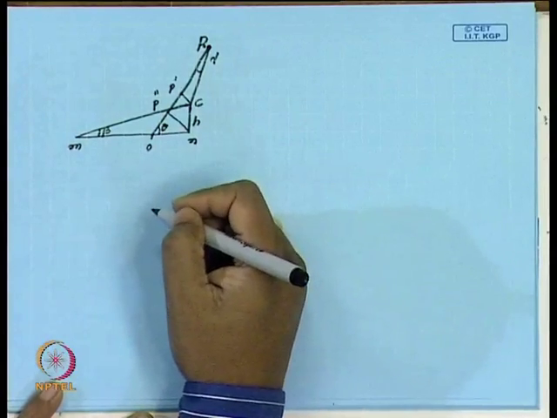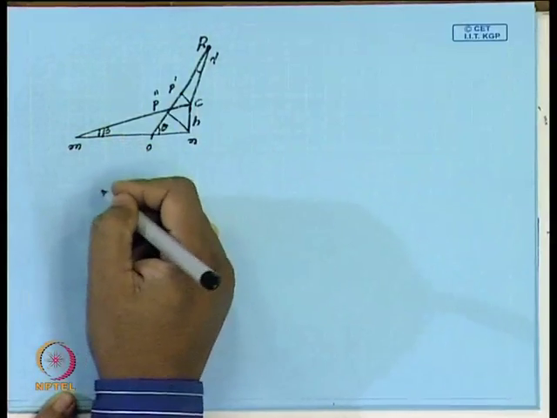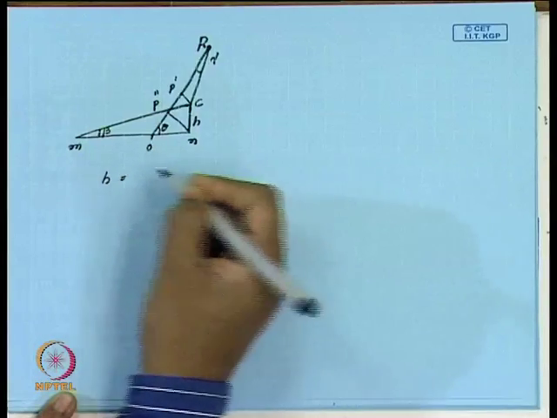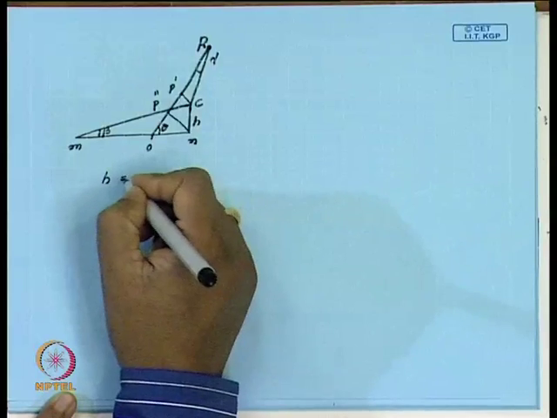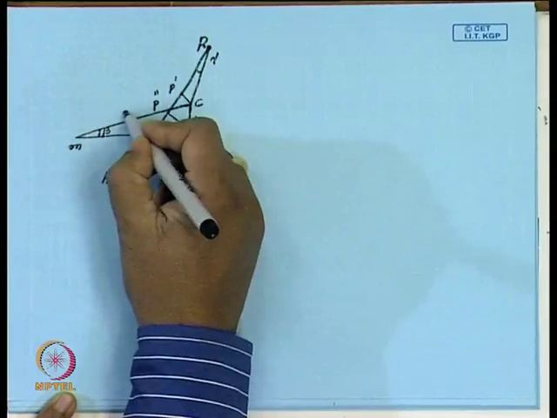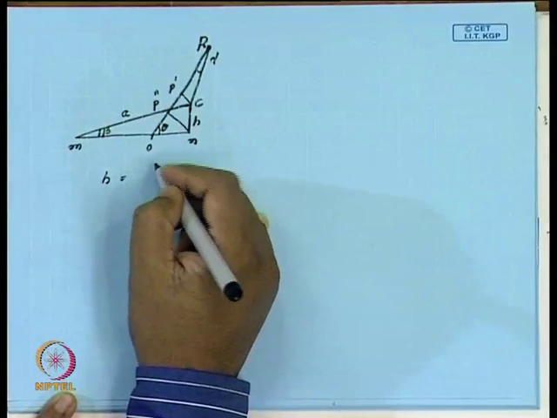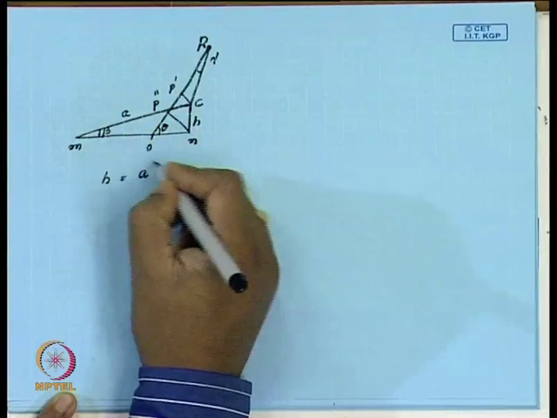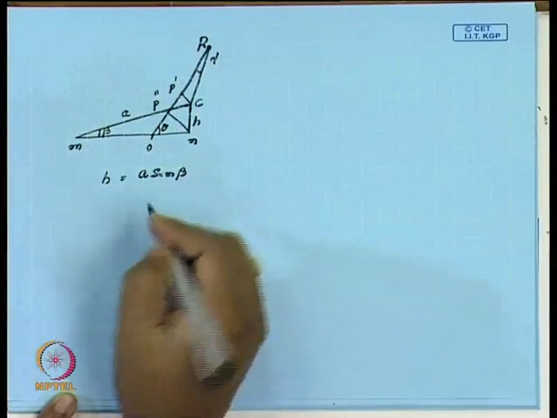So, my vertical shift is H, and this angle is beta. So, what will happen to H? This angle is beta, and this is Mn. H is the vertical shift, and this distance is A, because this is the radius of the circle. So, H by A is sin beta, so H is equal to A sin beta.